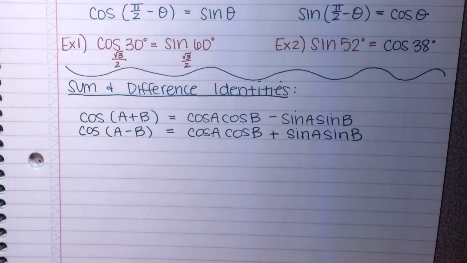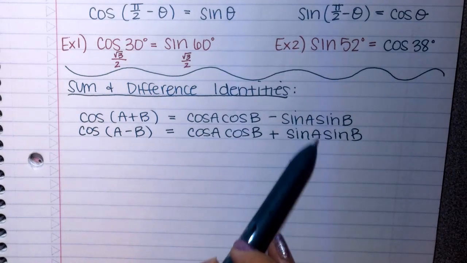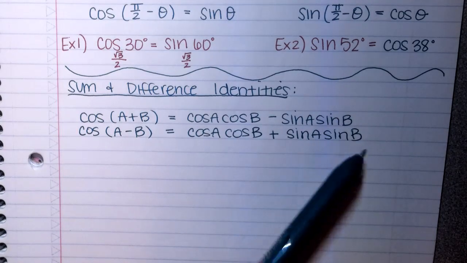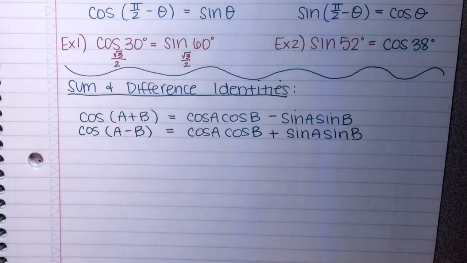These are your cosine sum and difference identities. How do I memorize them? Cosine starts with cosine. Cosine, sine. It is always AB, AB. And what about the signs? They're opposite. Bam. That's part of quiz A.